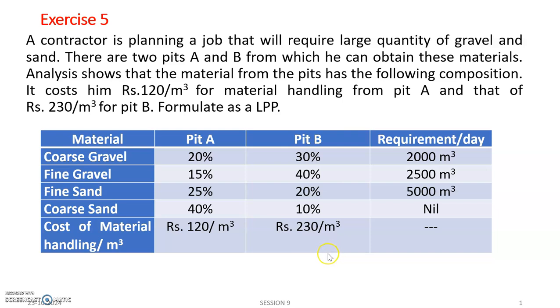And what is the objective function? What type is it? The objective function is of the type cost. You can see that the cost of material handling is given to us. So it is minimization type. We need to minimize the total cost of extracting the soil from pit A and pit B, so the total cost has to be minimum. We have 4 constraints, each with respect to one of these ingredient requirements for him. So let us go to the solution of the problem.